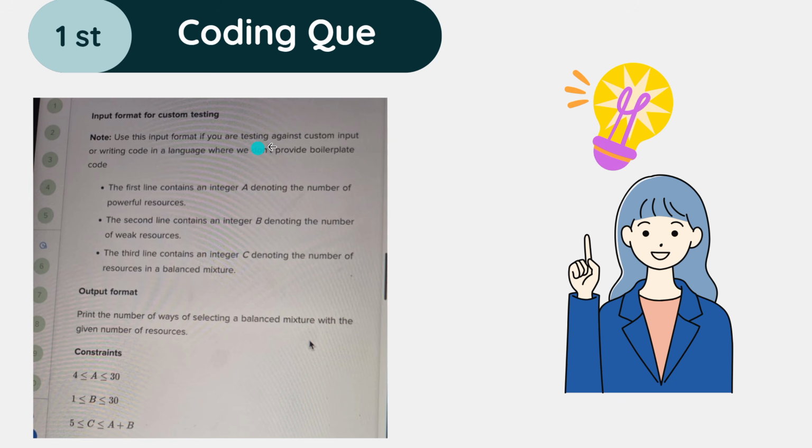Use this input format if you are testing against custom input or writing code in a language where we do not provide boilerplate code. You are going to be given certain code, and there you have to complete your code. The first line contains an integer A denoting the number of powerful resources, the second one weak resources, the third one the balanced mixture size. Output format: print the number of ways of selecting a balanced mixture with the given number of resources. These are the constraints.